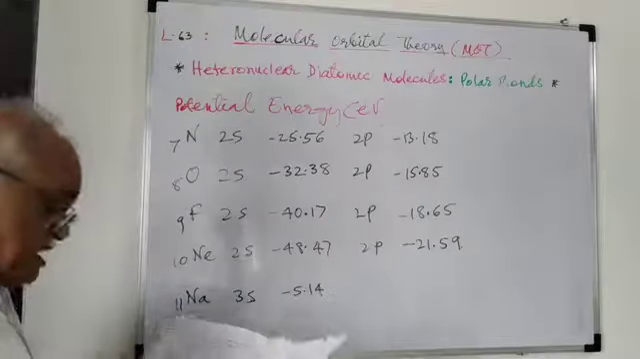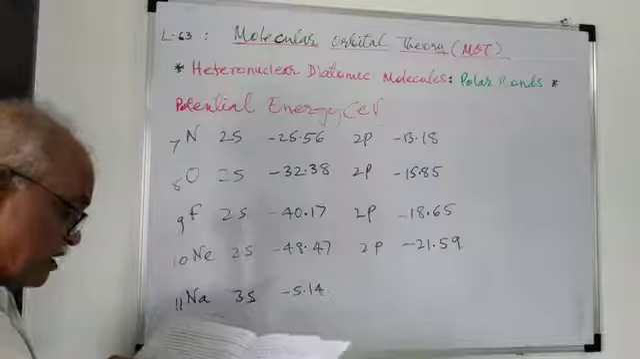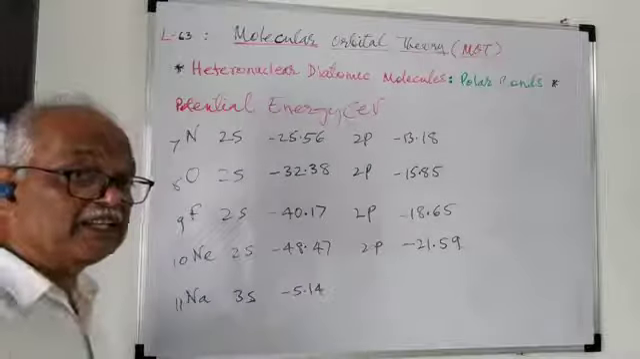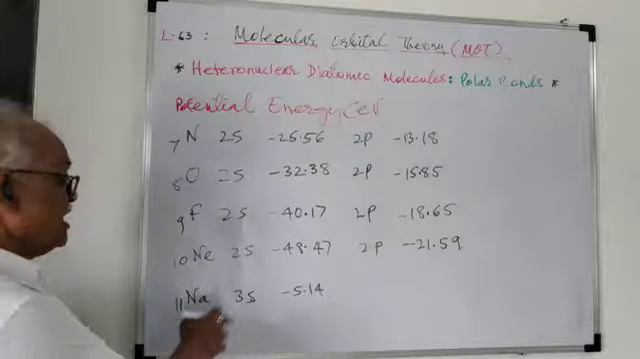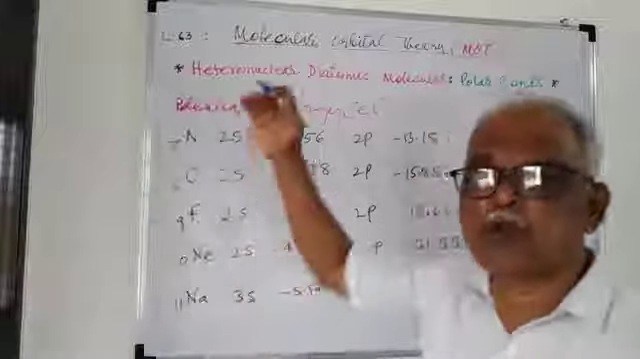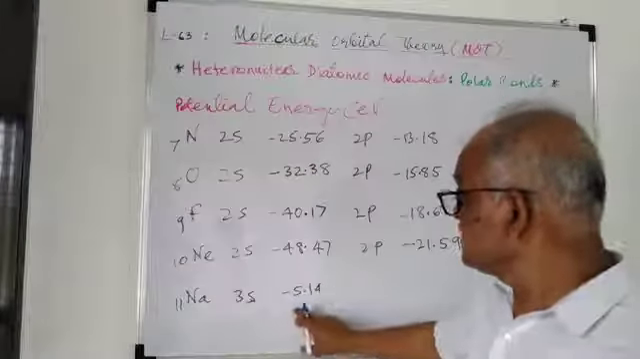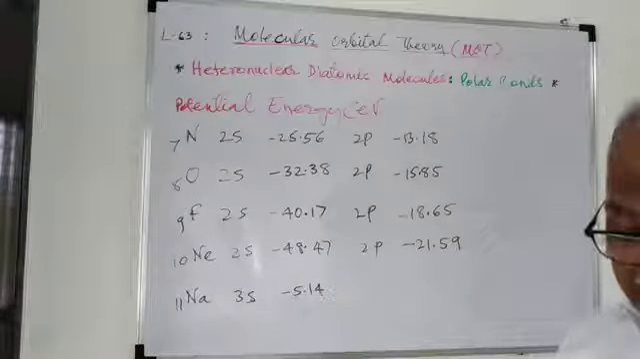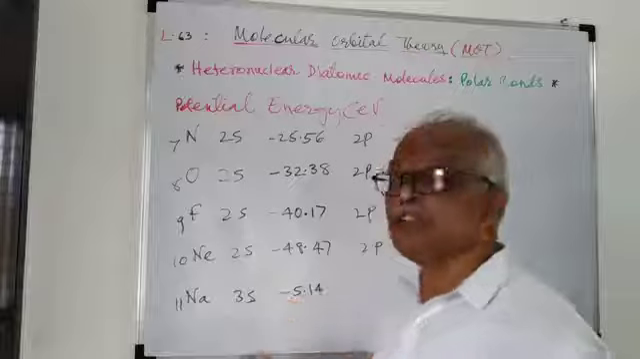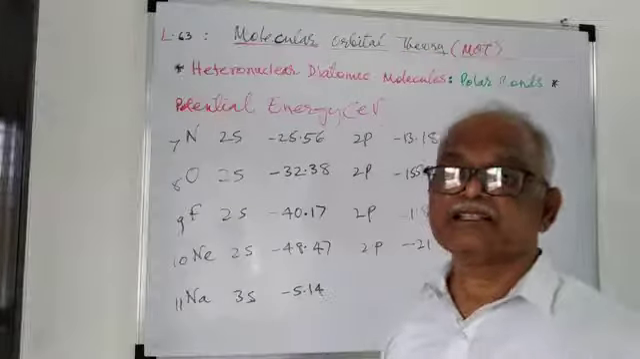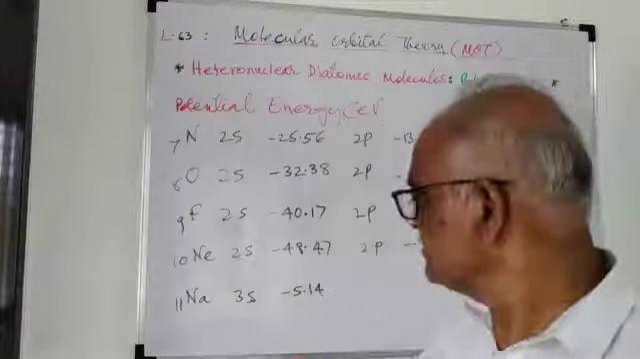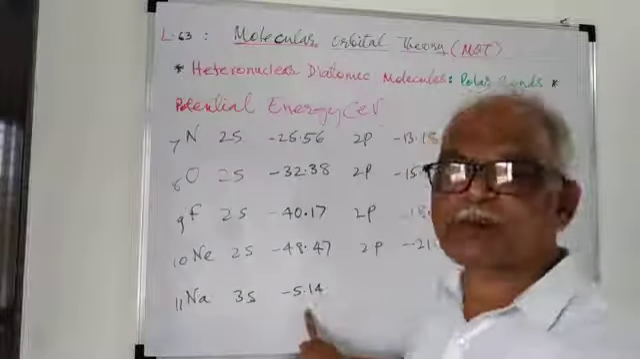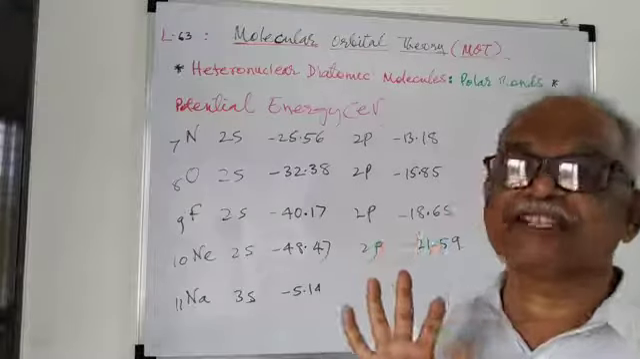So in case of lithium, the value was minus 5.39, and here it is minus 5.14. So here you will observe that in the same group, as we move down from top to bottom, the potential energy value decreases. Why is there this decrease? Because a new shell is added and the distance between the nucleus and the valence shell is more, as a result of which the magnitude of potential energy decreases.